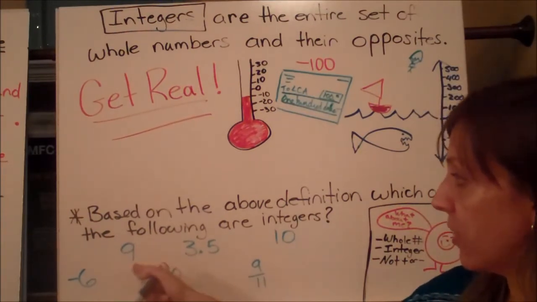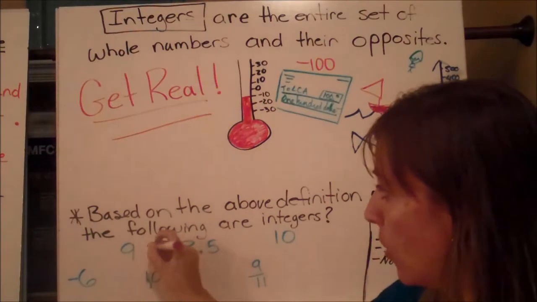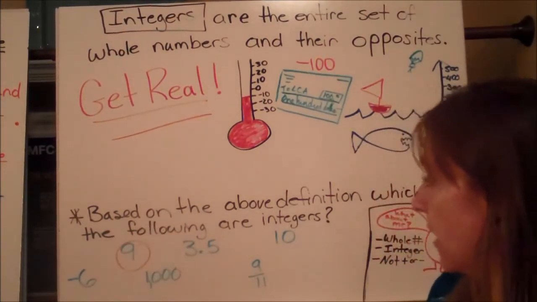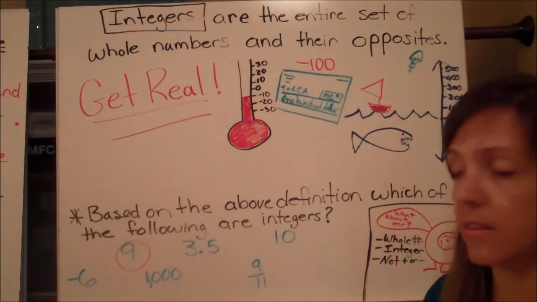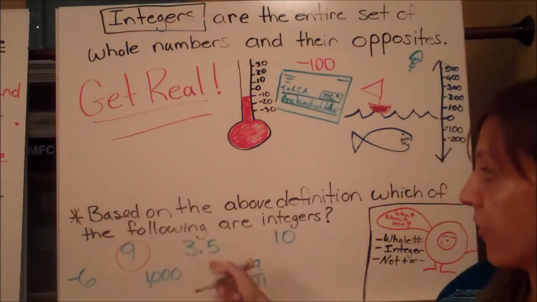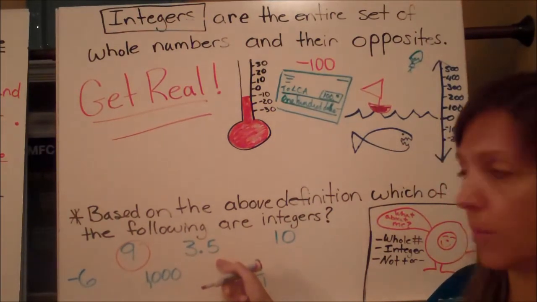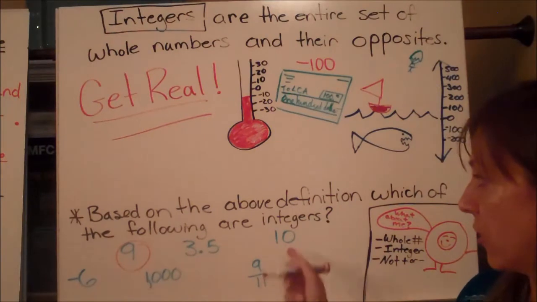So let's see, let's start with 9. 9 is definitely a whole number. So yes, I could circle that and say that it is an integer. 3 1/2. 3 1/2 is not a whole number, so no, that's not going to be an integer. 10.